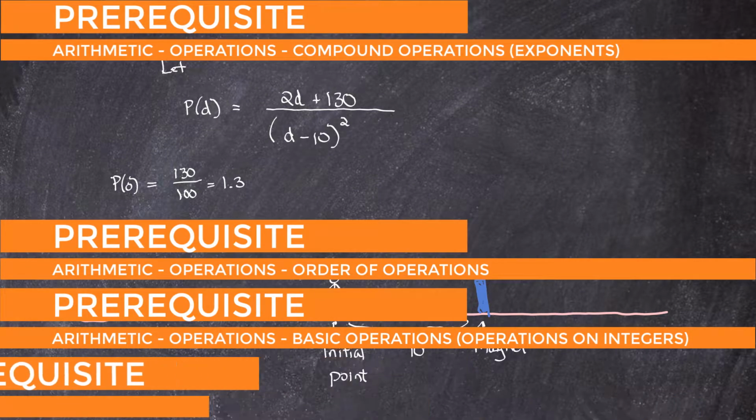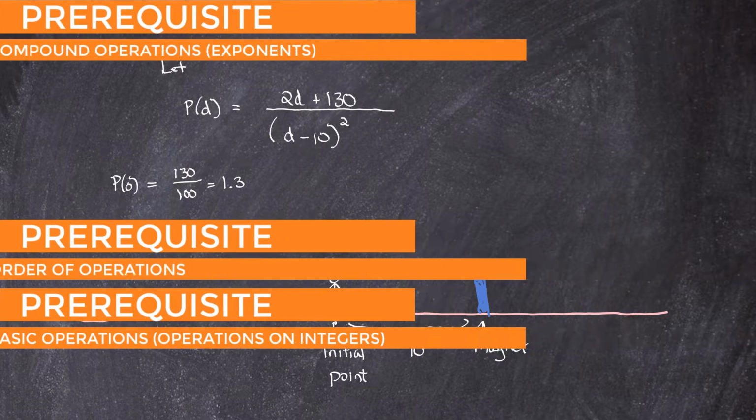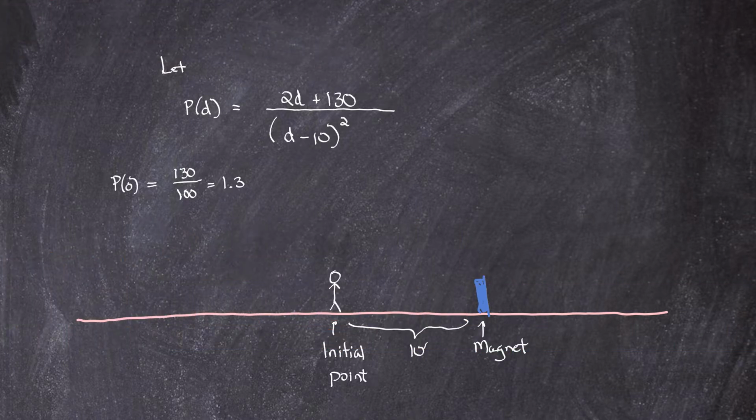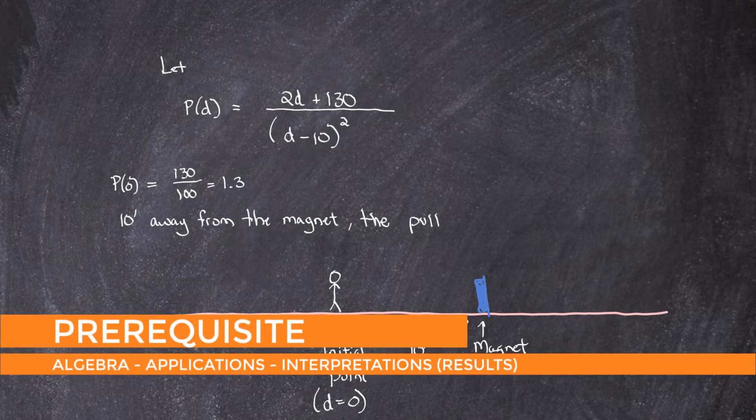Now what does this mean? Let's recall that the input represents the distance away from the initial point on the figure, which is 10 feet away from the magnet. So d equals 0 represents standing at that initial point, and therefore p of 0 is equal to 1.3 represents the magnetic pull at that point. So we experience a pull of 1.3 Teslas at our initial point 10 feet from the magnet.